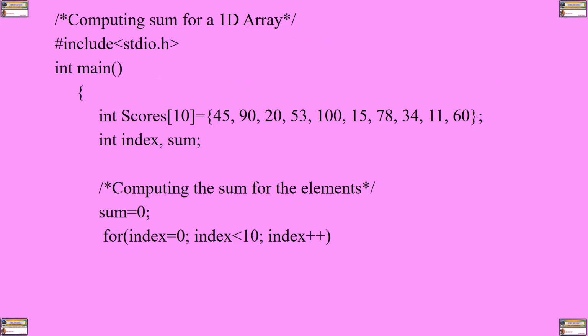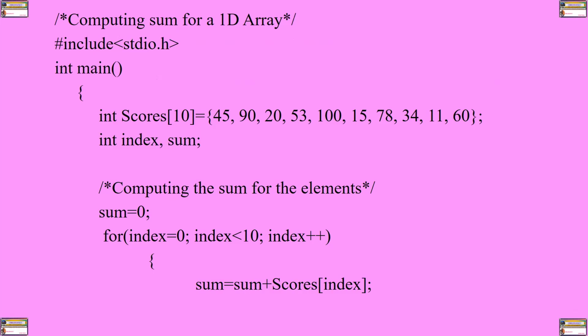We then check, is the value of index less than 10? Yes, it is. Because index contains 1, and 1 is less than 10. So we perform the following operation again. Pick the value in the array at position, or index, 1. So that is scores 1, where 1 is the index. So scores 1 is 90.